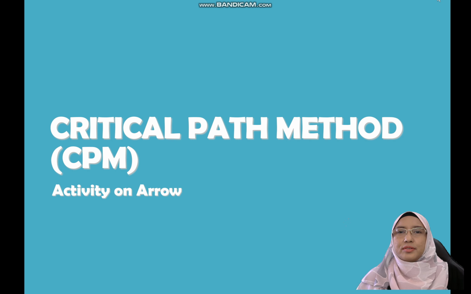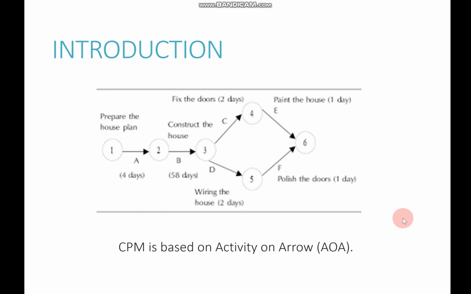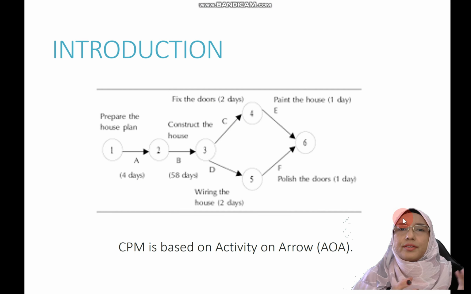We are going to continue our lecture on project planning, but today's topic we are going to learn about critical path method. Critical path method is based on activity on arrow. So what does it mean by activity on arrow?